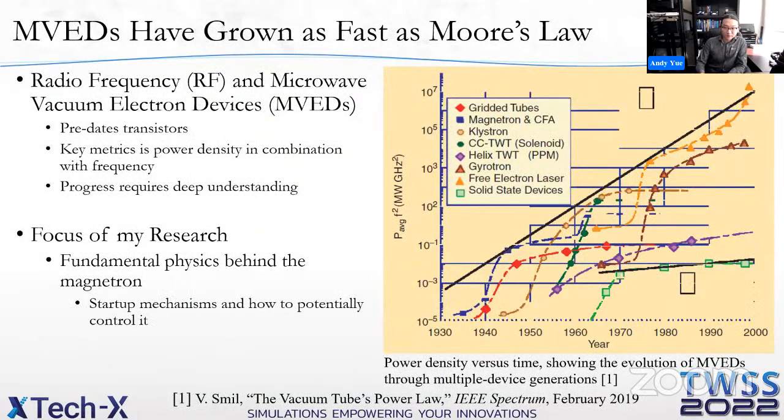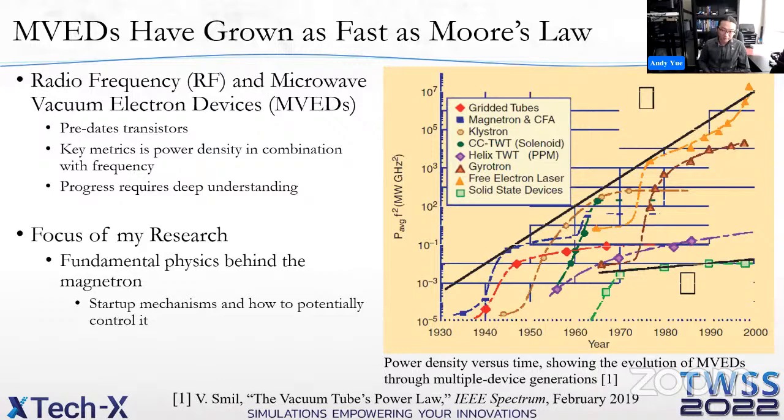RF technologies have really become the backbone of many aspects of modern society. They have prominent uses in communication, as they are widely used for applications related to object detection, heating, and material processing. RF can be generated via the use of solid-state devices or via the use of microwave vacuum electron devices, or MVEDs for short. The use of MVEDs predates solid-state devices, but in the past few decades up to today, solid-state devices are very popular due to their versatility.